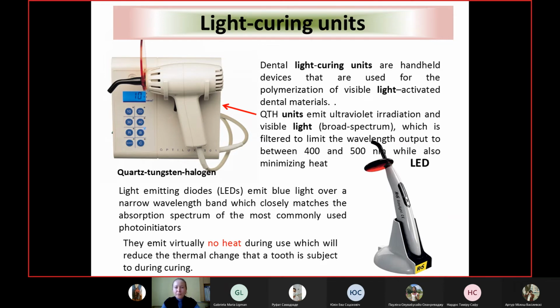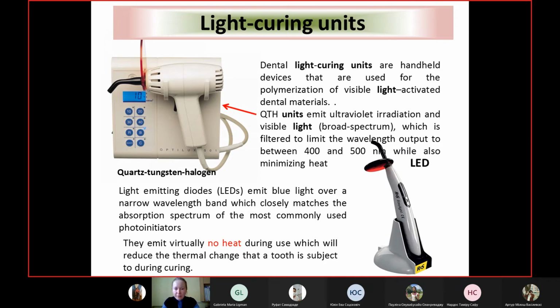Benefits of light emitting diodes. They provide visible light in the broad spectrum, which is filtered to limit the wavelengths output to between 450 nanometers, and at the same time minimizing heat. Somehow they are very noisy because they have a fan in this device to stop overheating.